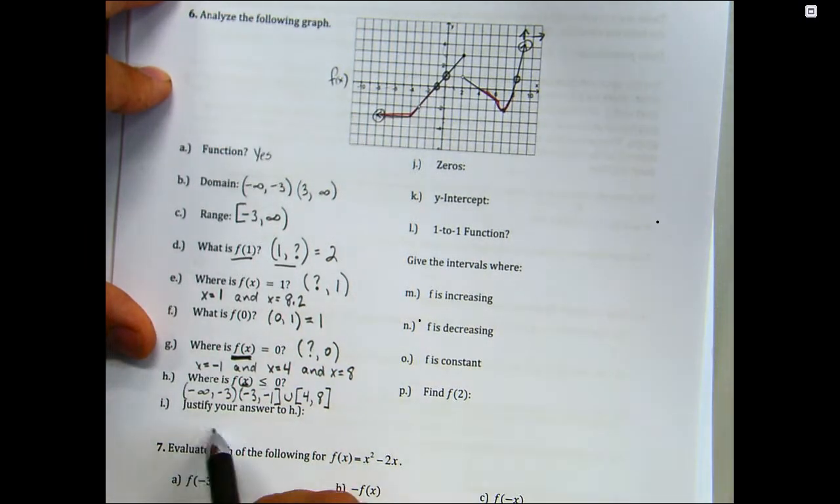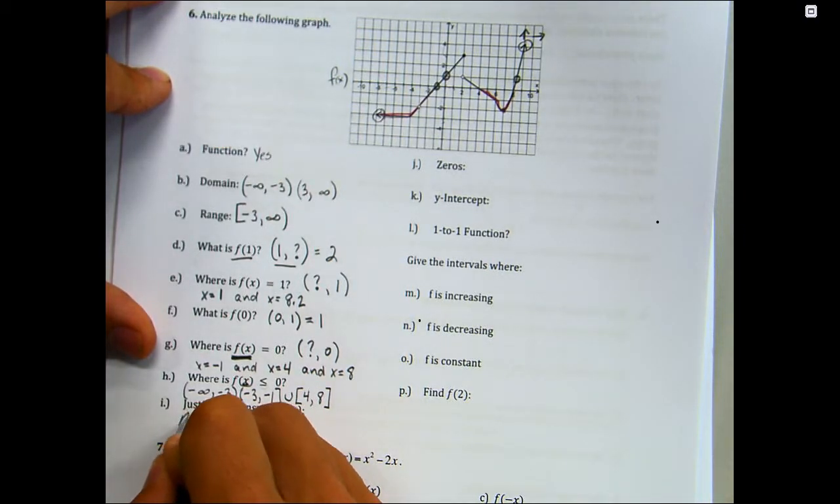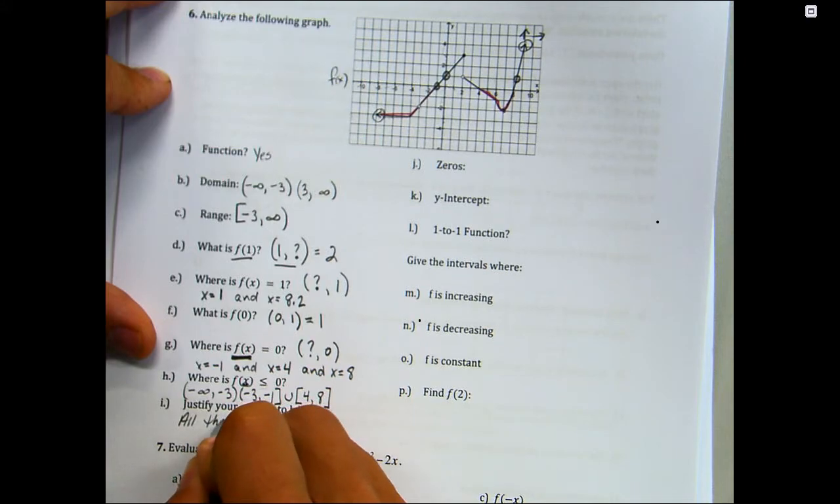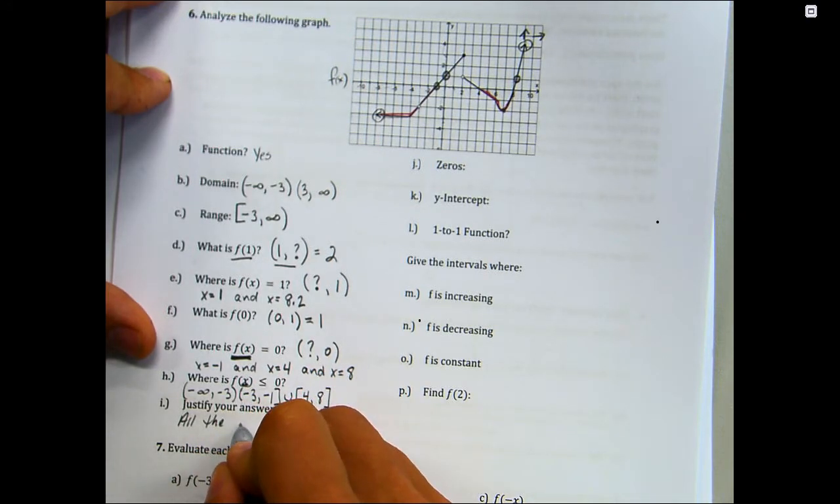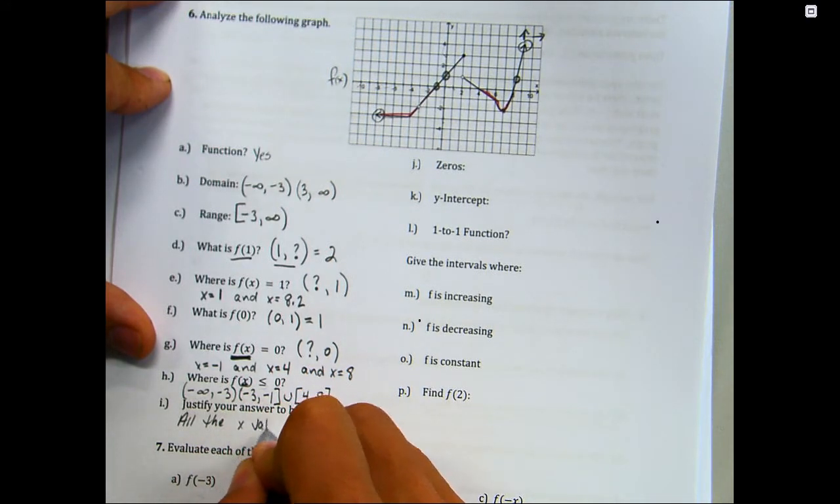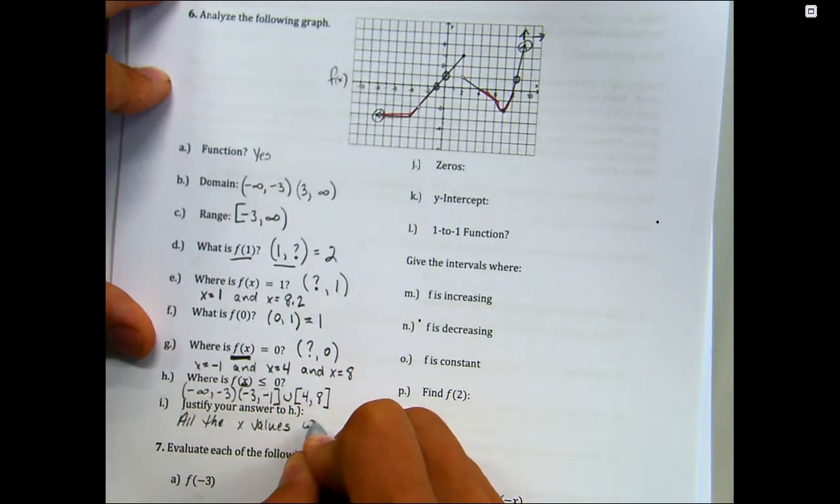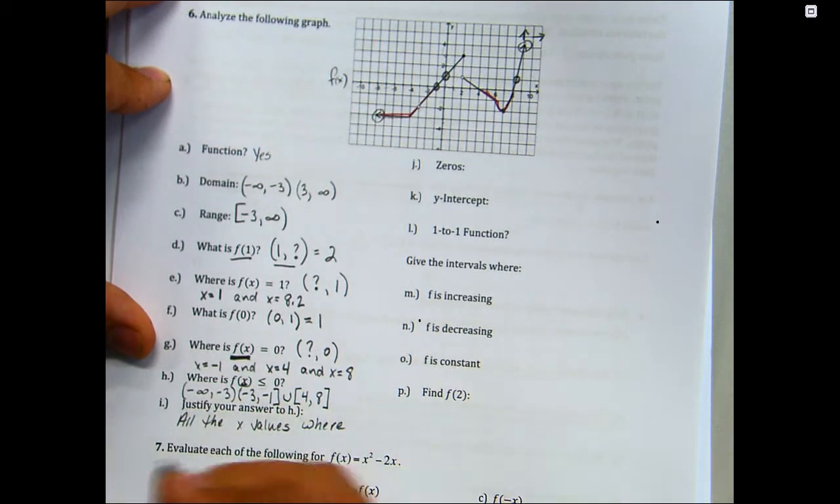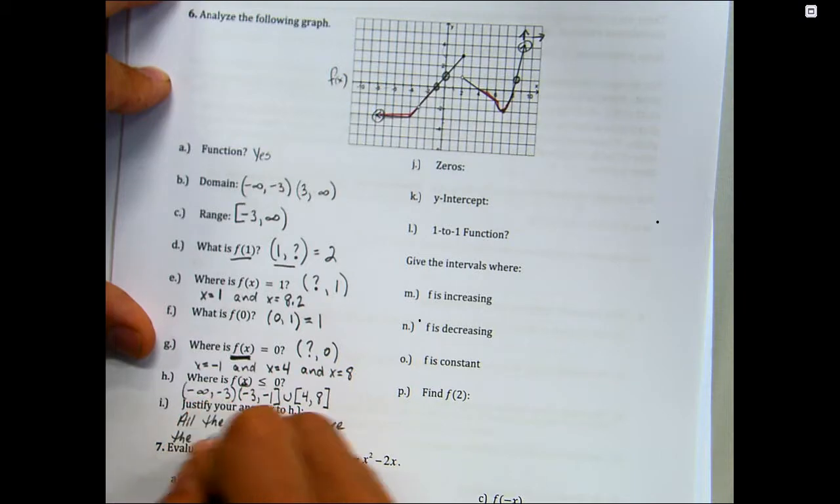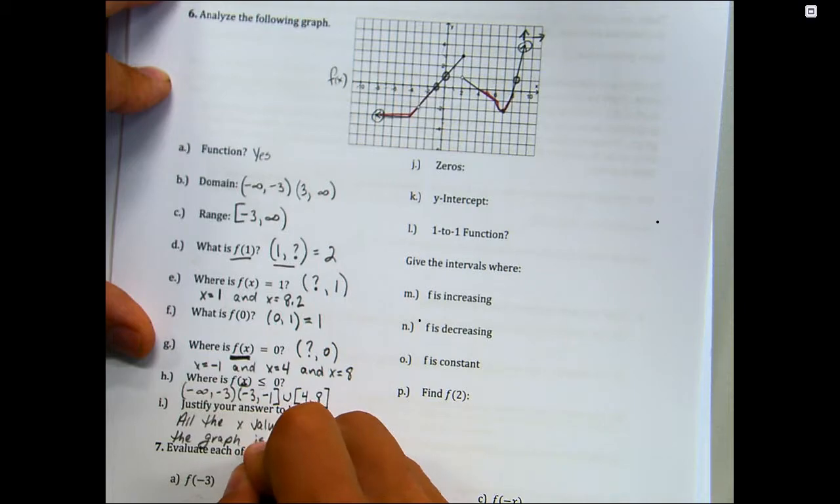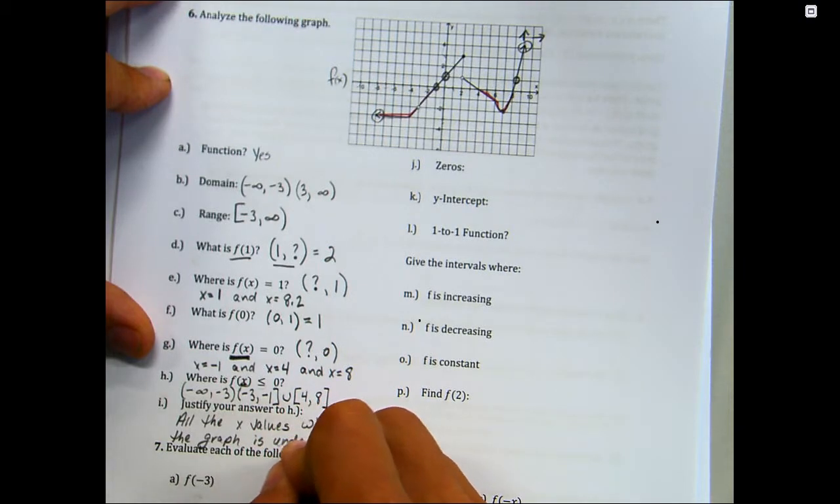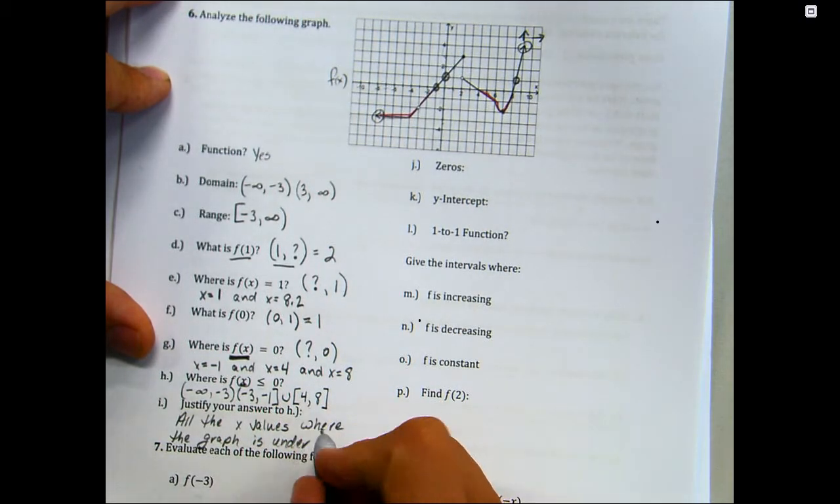Okay, and then the justification. What are we going to say here? All the x values where the graph is under the x-axis.